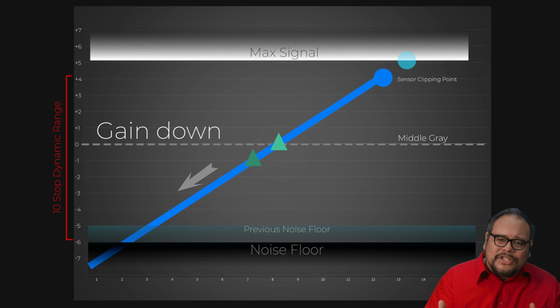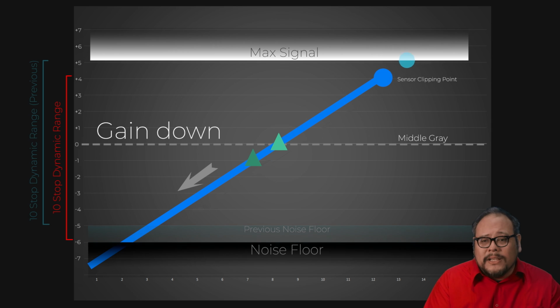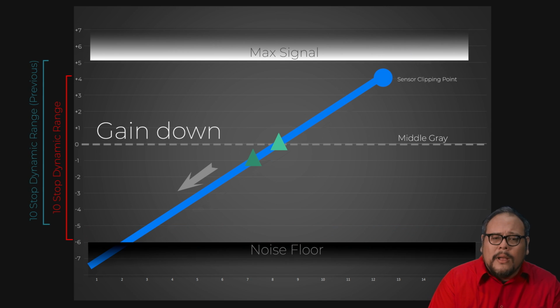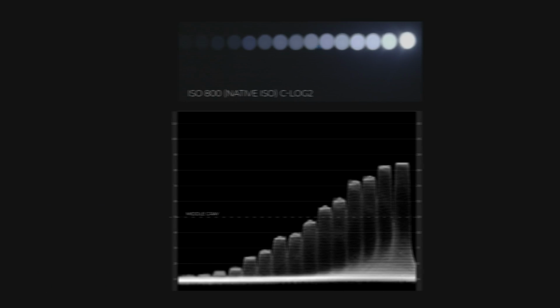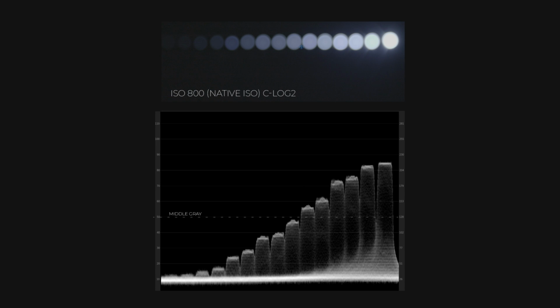Our dynamic range is still the same because our noise floor is one stop lower, but we are putting more stops below middle gray than above it. I can demonstrate this with my real-world demonstration set. Shooting at ISO 800, which is the native or base ISO for shooting with C-Log2 on my Canon C200, you'll see I have about 6 stops above middle gray and about 9 stops below.